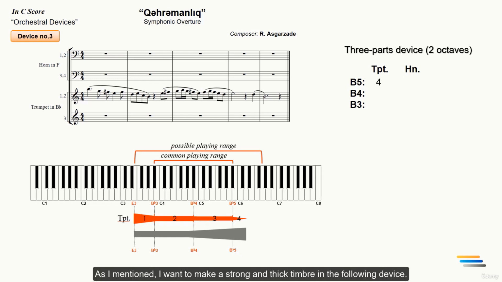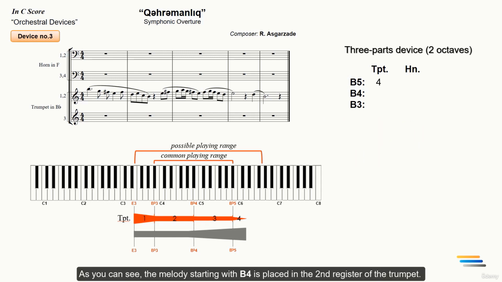As I mentioned, I want to make a strong and thick timbre in the following device. So I have to double either B5 or B4, as I have 2 free trumpets. So the question is, which register to double in unison?